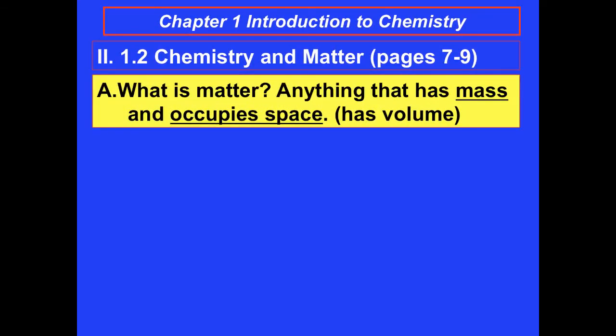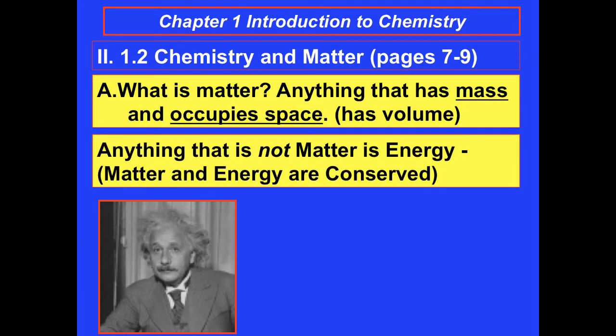So let's start with some definitions. Matter, which you've probably heard of before, is anything that has mass and also occupies space. In other words, it has a volume to it. Anything that doesn't fit this definition, anything that isn't matter, is defined as energy. Both matter and energy are conserved. This means that they don't just disappear.